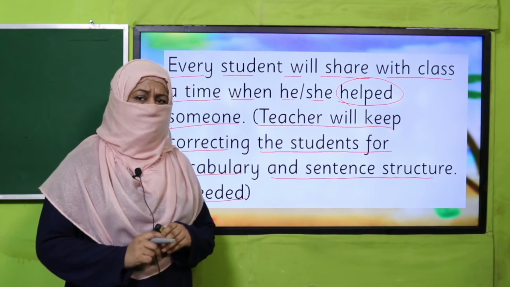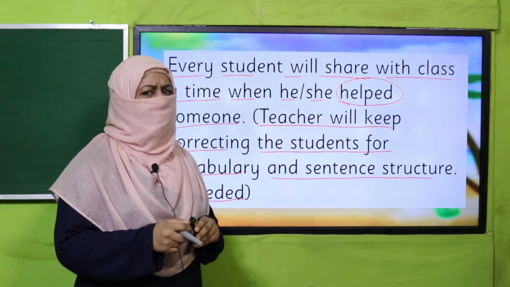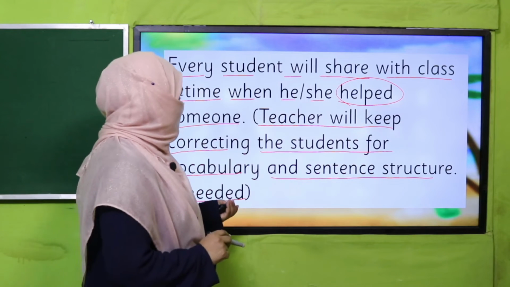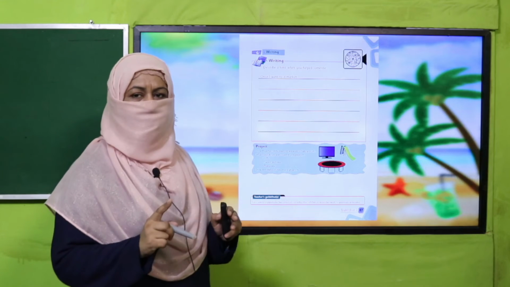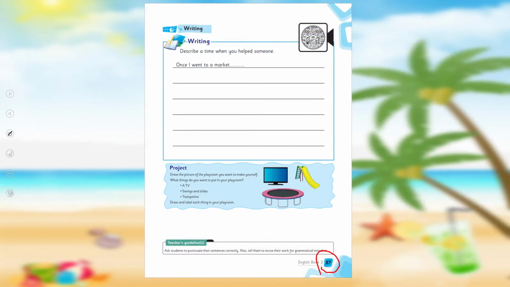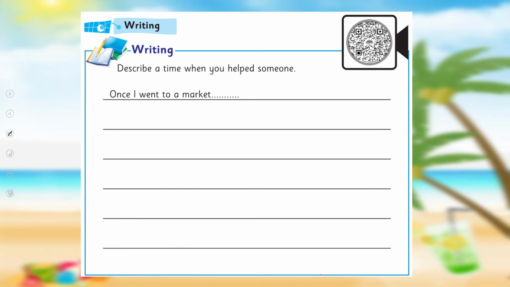Yes, my dear students, are you done with it? Good job. I know all my children, you helped someone in a very nice manner. All right, now whatever you told to your teacher, you are going to write about it. Open your book on page number 87, and whatever you told to your teacher, you are going to write in this space which is given in your book. Pause the video, complete this task, and then come back.